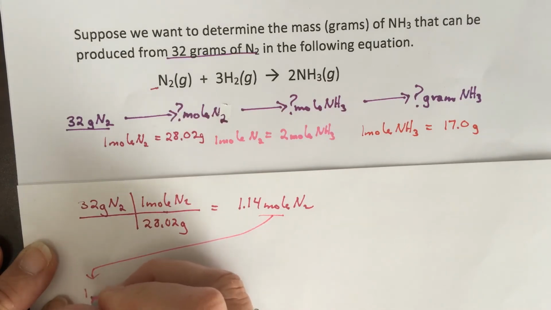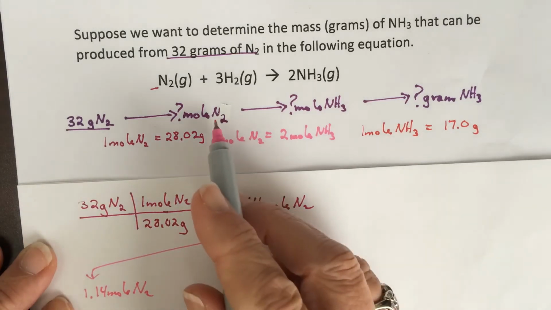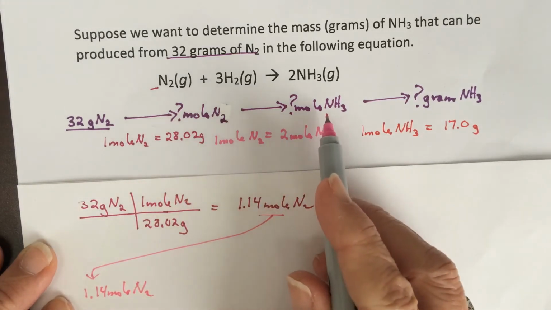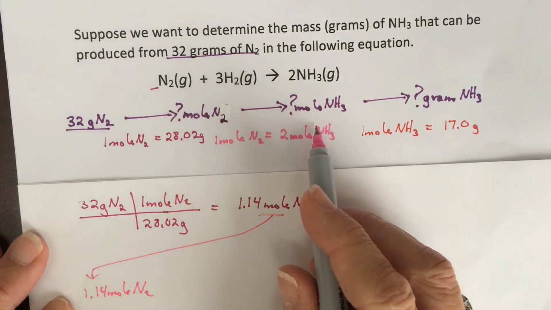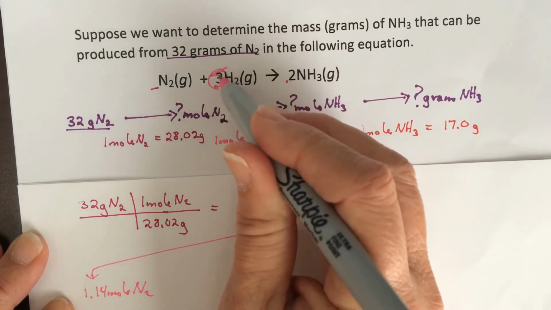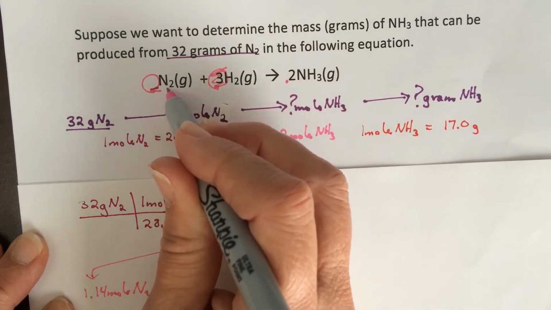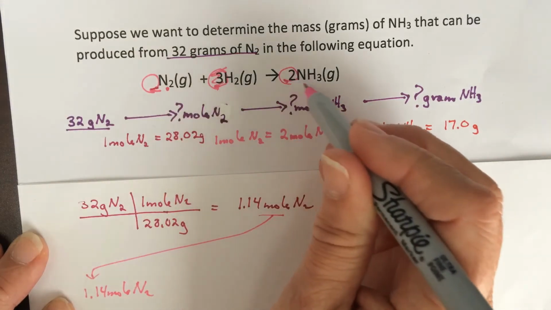Okay, so we can take that information, our 1.14 moles of nitrogen. We now want to take our moles of nitrogen to moles of ammonia. And to do that, we use our, that's the hydrogen. We'll use the 1 mole of nitrogen and the 2 moles of ammonia.